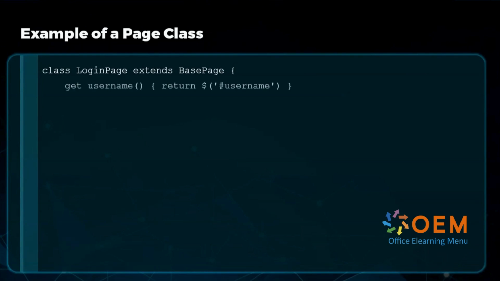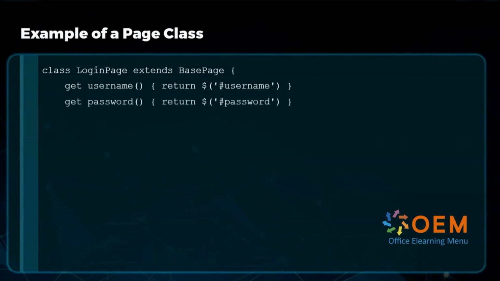To understand exactly how we can implement a page object model in our test cases, let us go ahead and cover a quick example of a page class. We start by creating our login page that will extend the base page. How do we do that? Class LoginPage extends BasePage. Then we use the get username that will return the username. How does it work? get username, open close parentheses, return username.